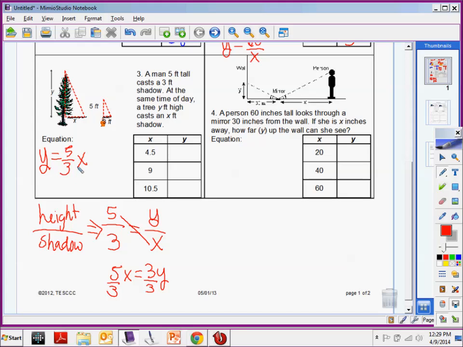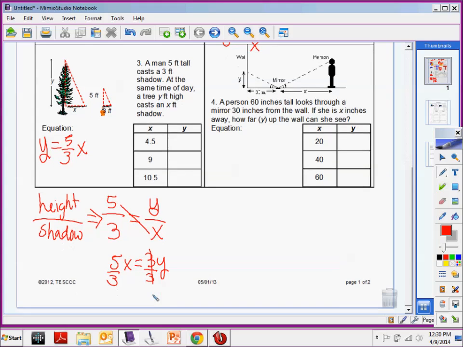It's a direct variation. Why is it over 3? Because I cross multiply, and then I divide to get my variable by itself. So it's 3 times y, and when I divide by 3, it gave me 5/3. You see it? So what kind of relationship is this? Direct, and because it's direct, I know it would be a line. It would be linear.